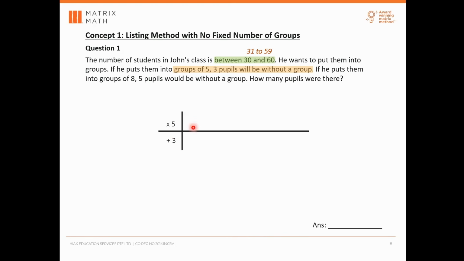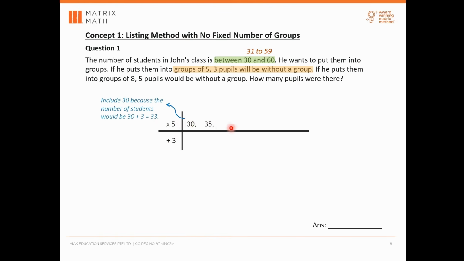Okay, let's start with 30. I know 30 is not included. It's not exactly between 30 and 60. Between means it will be 31 to 59, right? But why do we include 30? Because if you add the extra 3 students, the total will be 33, which is within this range. Okay, so don't leave 30 out.